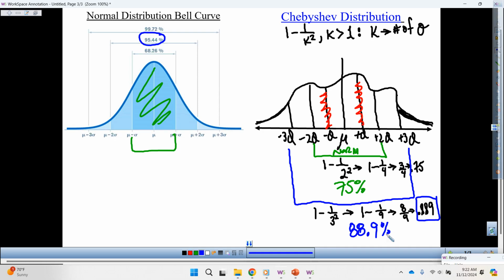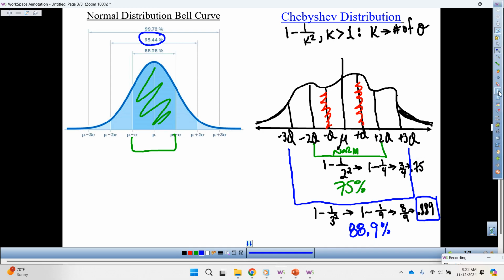So for Chebyshev, once again, his theorem states that when we use the theorem, we are able to get our percentages between standard deviations. However, his norm is not 68.26. His norm is what? 75. And the next one up is 88.9.